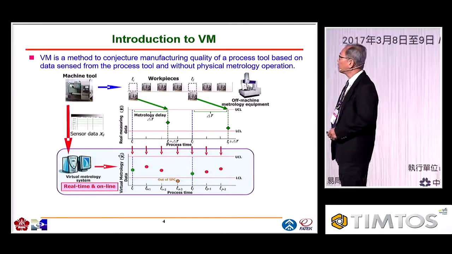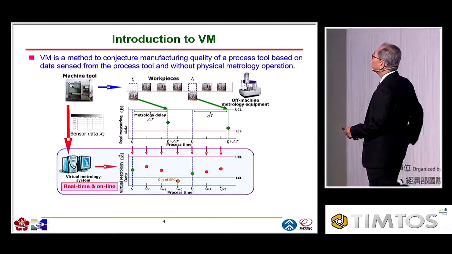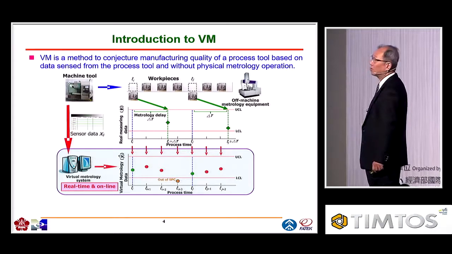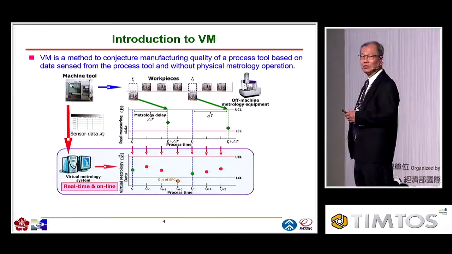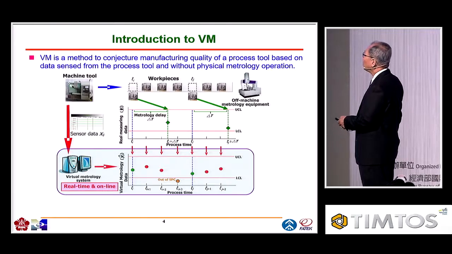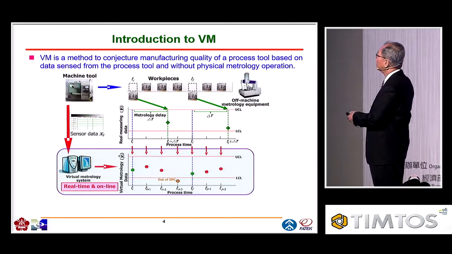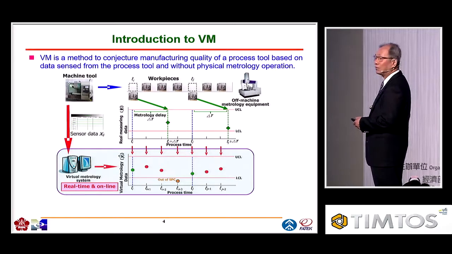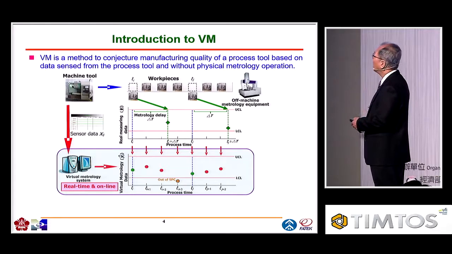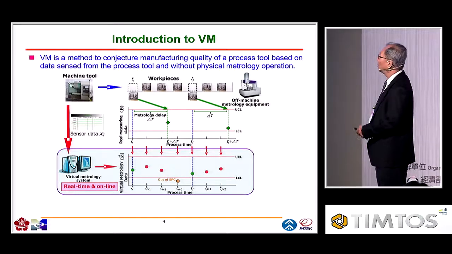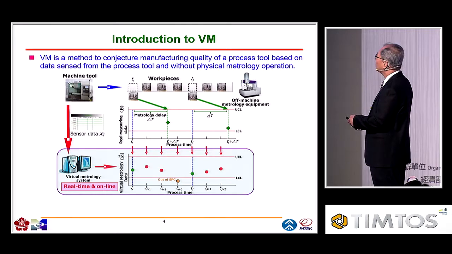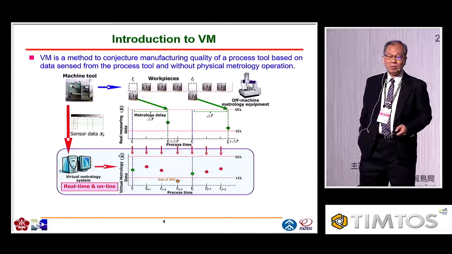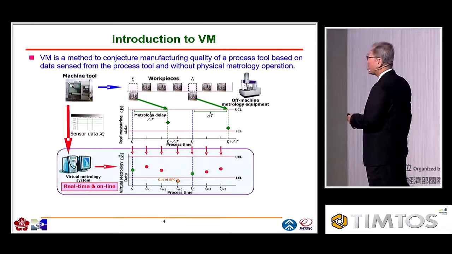So what is virtual metrology? From this picture, we can show that VM is a method to conjecture manufacturing quality of a process tool based on data sensed from the process tools and without physical metrology operation. Why do I say so? When we have a machine tool and try to machine a workpiece, after finishing the machining, if we would like to know the quality of this workpiece, conventionally, we need to ship this to the off-machine metrology equipment, for example, the CMM equipment, to try to measure it.